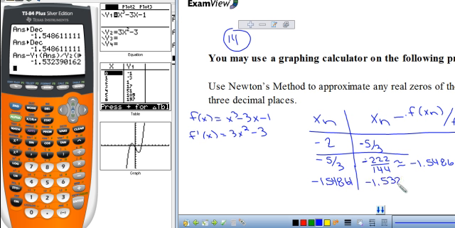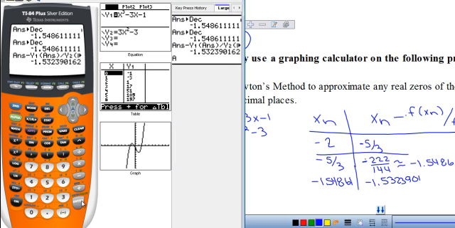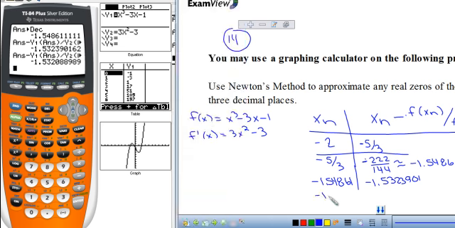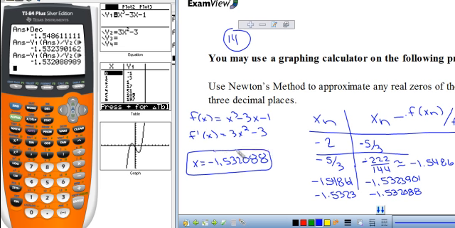So I want to do this until I get about a 0.01 difference between my first and last answers. So that's about where I can stop, because notice I have a 0.01 difference. So my first zero is going to be -1.53208. So remember, if you get an error, try a different number.